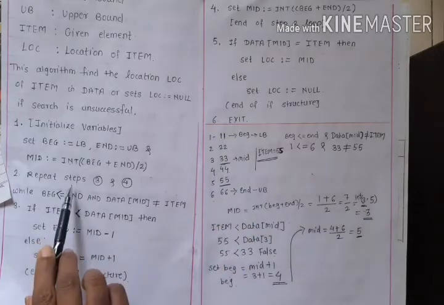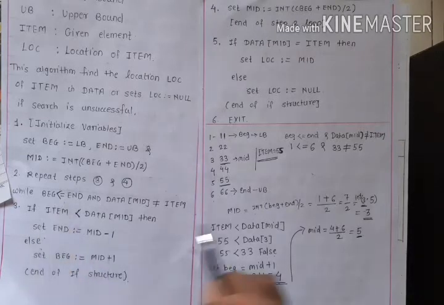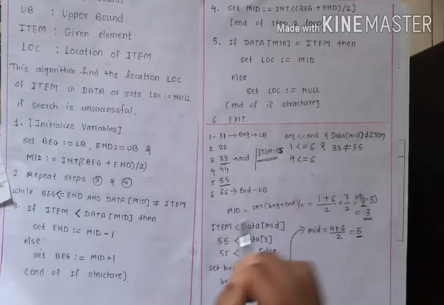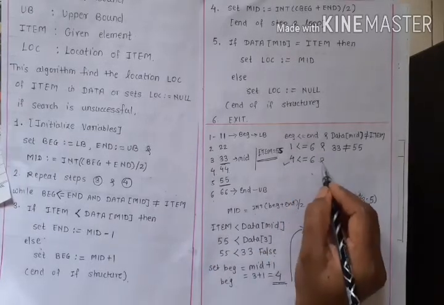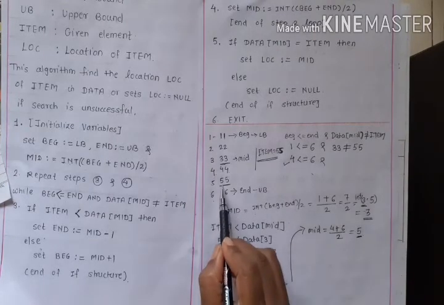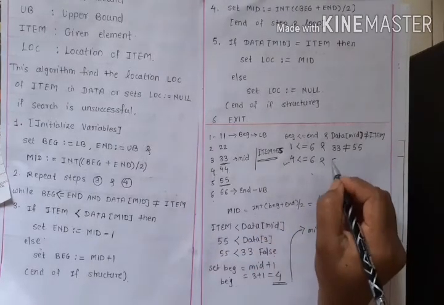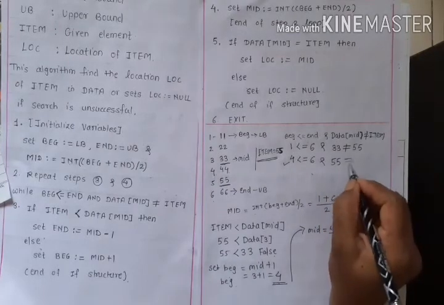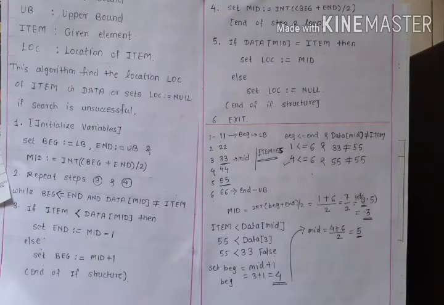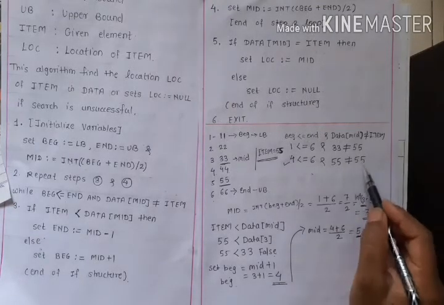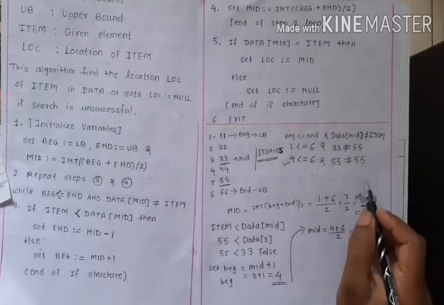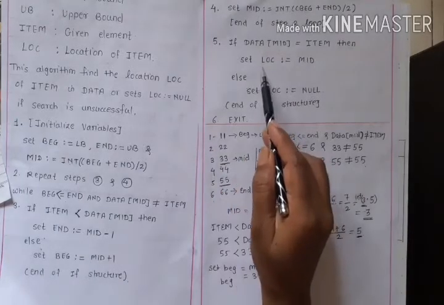Then again go to the second step. What is the second step? Begin. What is the begin now? 4. 4 less than or equal to 6. Condition is true. And data of mid. Now change the value, mid is 5. Then data of 5 is 55. Okay, 55 not equal to 55. Then the condition is false. This condition is true, but this condition is false. Then control goes out of the loop.